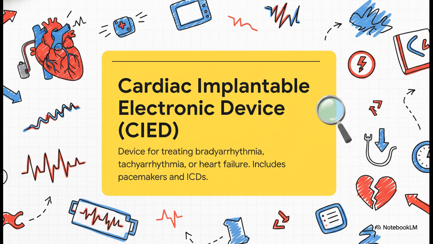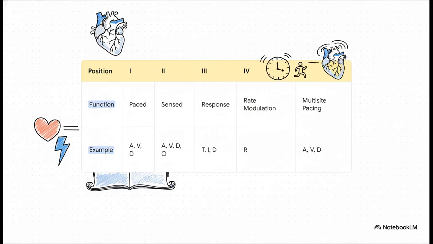And getting the management of these wrong in our world, well, it's not a small thing. We're talking about serious, severe outcomes. Things like profound hypotension, life-threatening arrhythmias, and even direct damage to the heart muscle. Now, this might look a little intimidating at first, but it's actually a super logical system for understanding pacemakers.